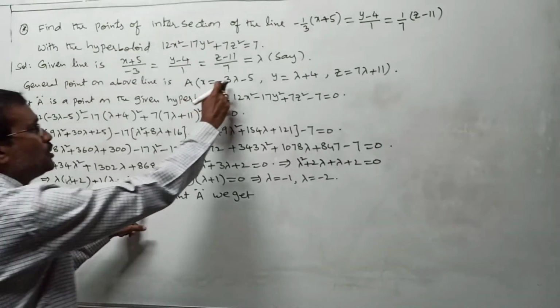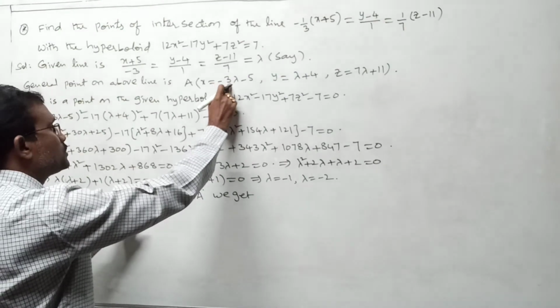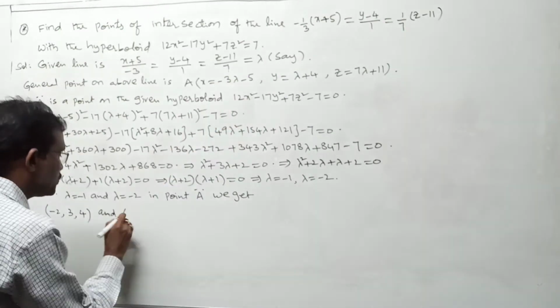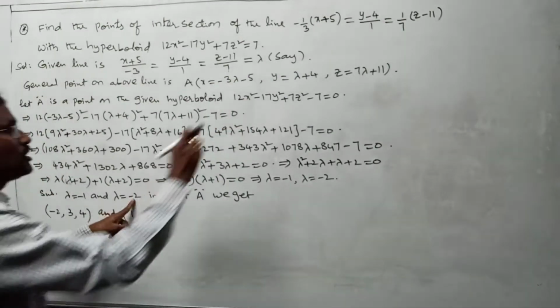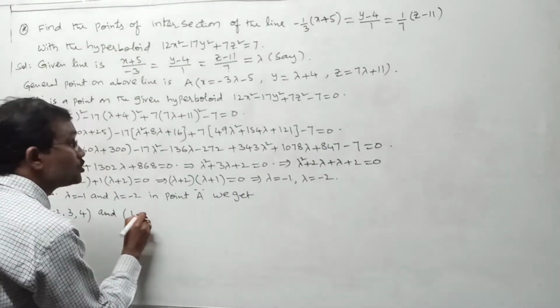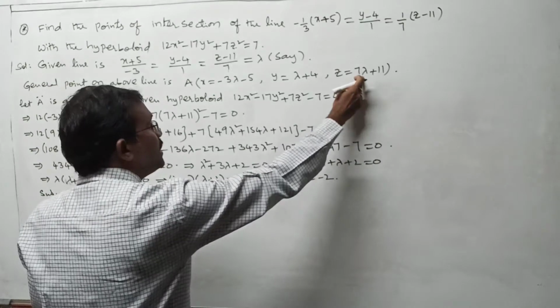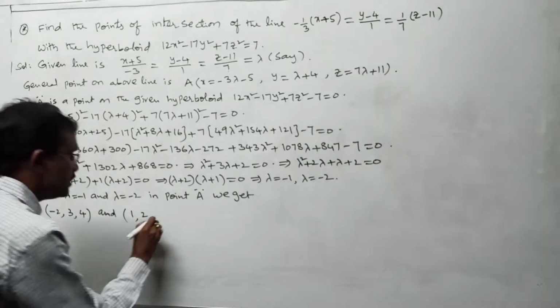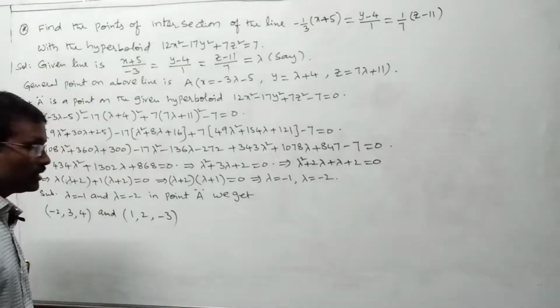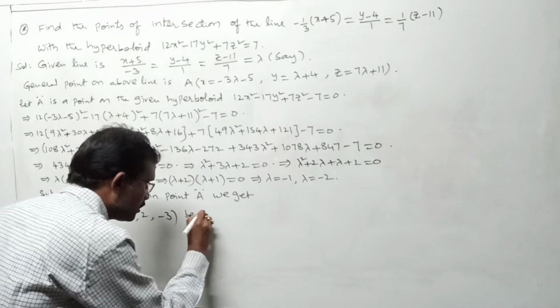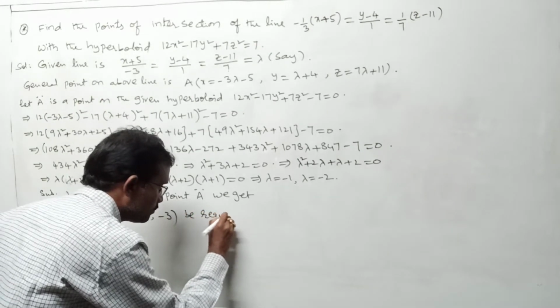And let us go for the second point substitution. Lambda equal to minus 2 here. Minus into minus becomes plus. It is what? 6. 6 minus 1 is what? 1. Next lambda equal to minus 2, it is 2 minus 2 plus 4, it is 2. Next lambda equal to minus 2, minus 14 plus 11, is it minus 3 or not? These are the required intersecting points.